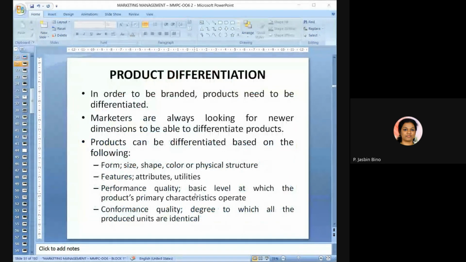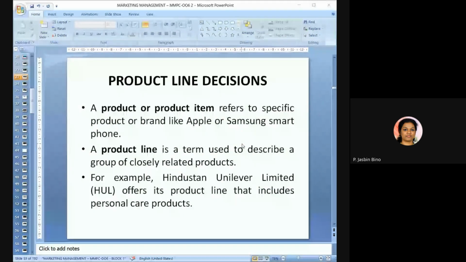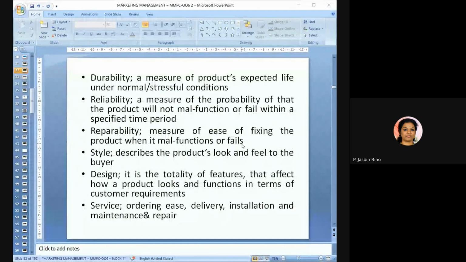Next one is product differentiation. In order to brand the products, these products have to be differentiated. Marketers will always be looking for new dimensions to be able to differentiate their products from their competitors and other products. They can differentiate the products based on form, size, features, performance, quality, conformance quality, durability, reliability, repairability, style, design, service, etc.